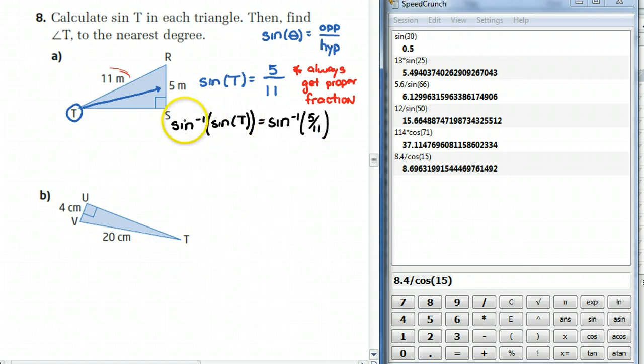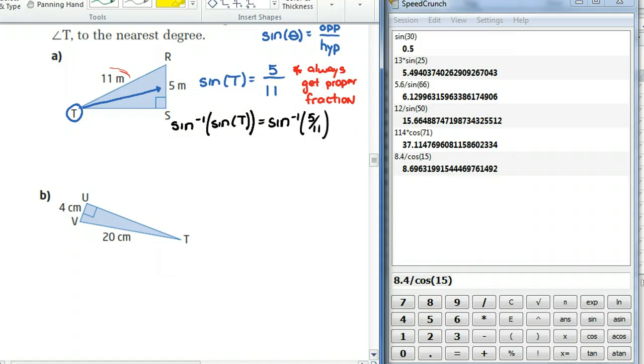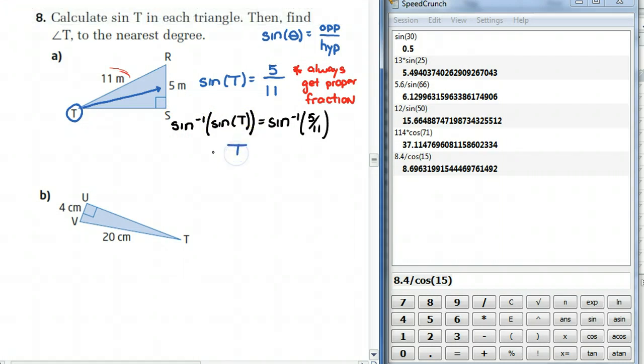This is a step we typically don't show, but what I've done is I've taken the inverse sine of both sides. Don't say sine to the negative 1. Again, do not say sine to the negative 1. That is incorrect. This is said sine inverse. So if I take the sine inverse of both sides, I'm simply left with t on the left-hand side.